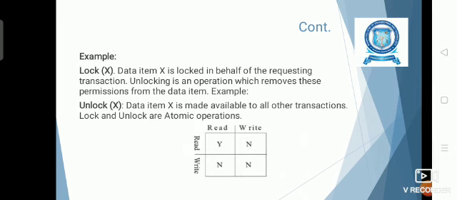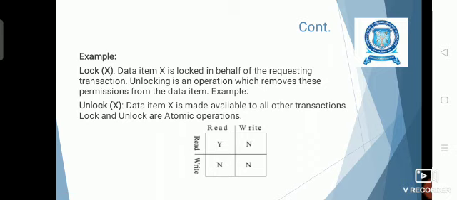There are two functions associated with the lock. Lock of X is the function. By executing this function, any transaction can put the lock on the data item X. So, data item X is locked on behalf of the requesting transaction.